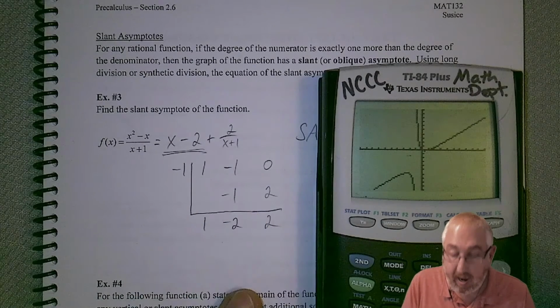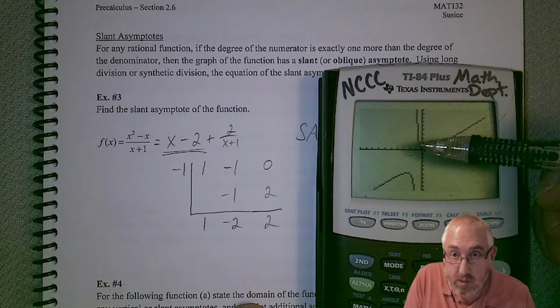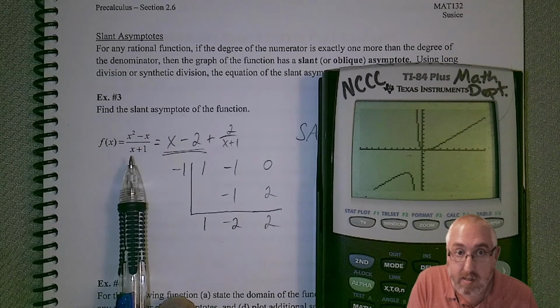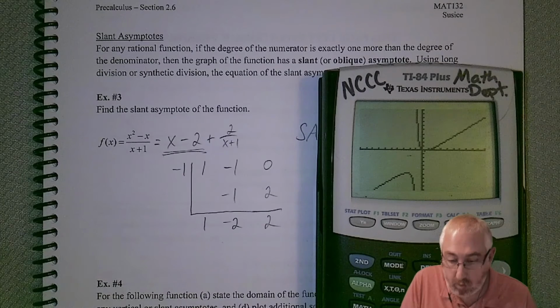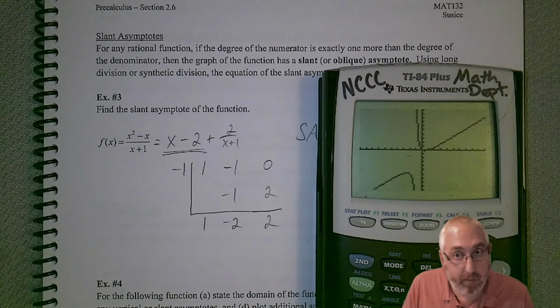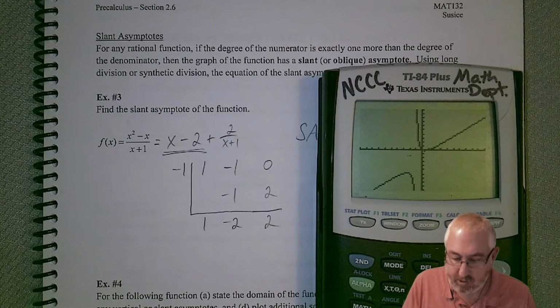The other thing of note is that we do have a vertical asymptote. We can tell because the bottom is equal to 0 at negative 1. So if we drew a vertical line at x equals negative 1, again, the graph is going to get really, really close to it, but it should never touch it.